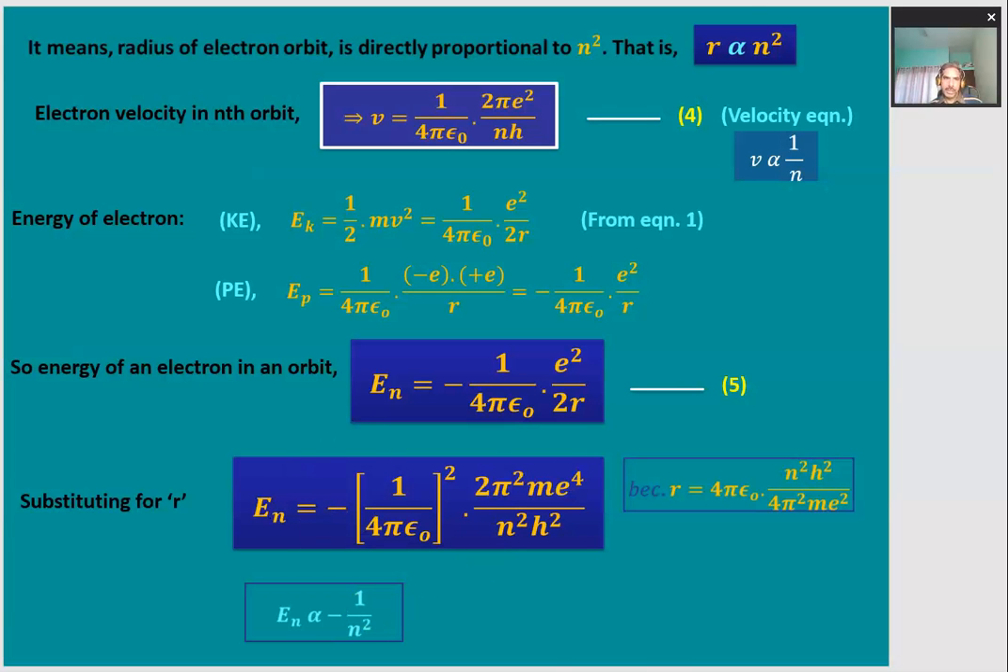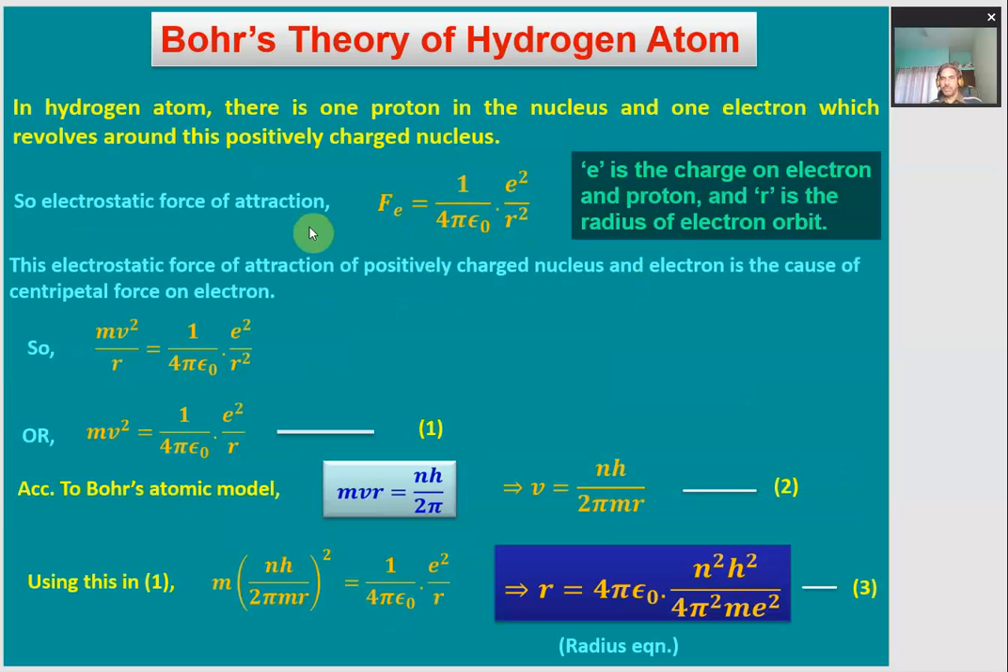What we have just done is start from the electrostatic force of attraction between the electron and the positively charged nucleus of a hydrogen atom. This electrostatic force gives the centripetal force on the electron. So from here we have written mv square, which comes out to be this, and then we applied Bohr's model, found the value of velocity, which we substituted here and calculated the radius. So this is an important expression.